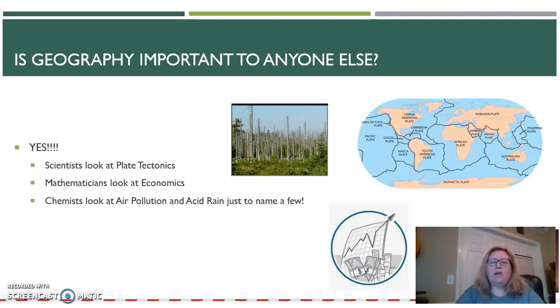Yes, scientists look at plate tectonics, and we'll look at more about plate tectonics, but there's a map there where you can see where we went from one huge continent to what we have today. And how those tectonics, when those plates rub together, it causes earthquakes. Mathematicians look at the economics. Chemists look at air pollution and acid rain, and that's just a few things there.